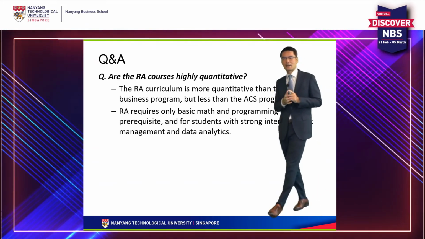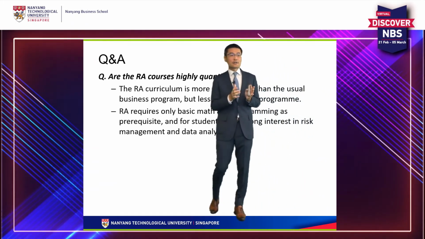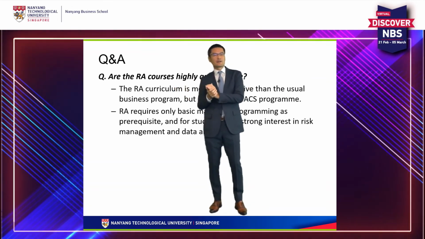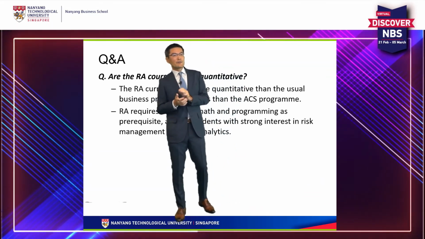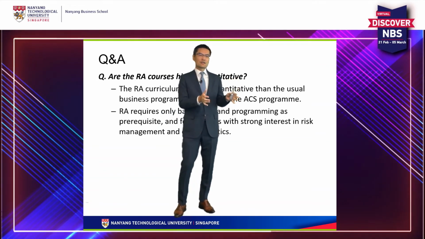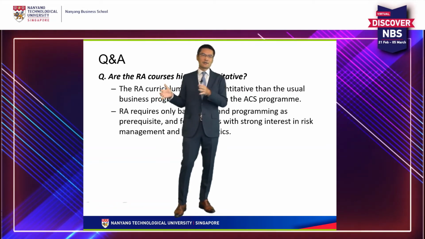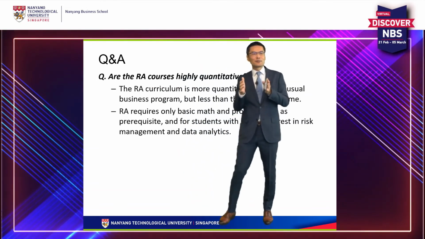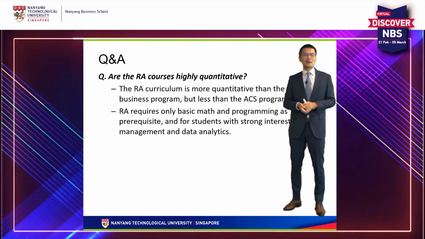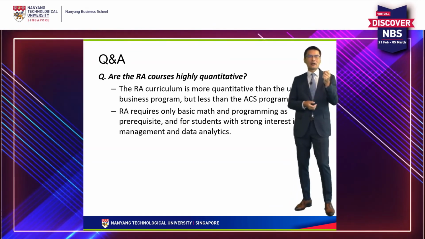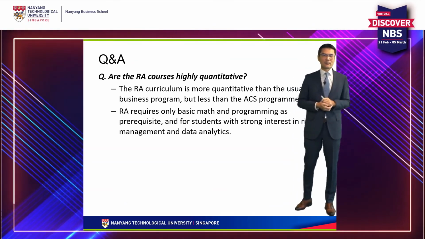But we may also compare the RA risk analytics program with other majors, such as the main track banking and finance, marketing, or some other majors. We are also sure that the RA courses are more quantitative than those programs. So the RA program is located in between actuarial science and other programs. That's the proper explanation about how quantitative the RA program is. But at the same time, we don't require high-level math or high-level programming skills here.